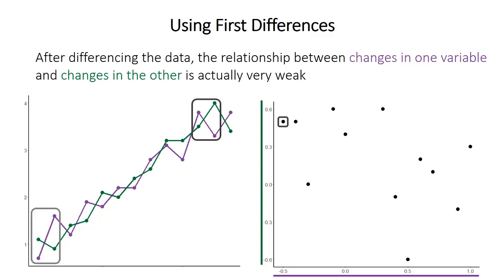In this pair, at the very beginning, the purple time series goes up by a lot, and the green one goes down by a little. And so that corresponds to this point over here, a large positive increase on the x-axis for purple and a small negative change on the y-axis for the green series. So if you look overall at these points, after doing the first differences, which is what's plotted on the right, there doesn't actually appear to be much of a relationship after all.